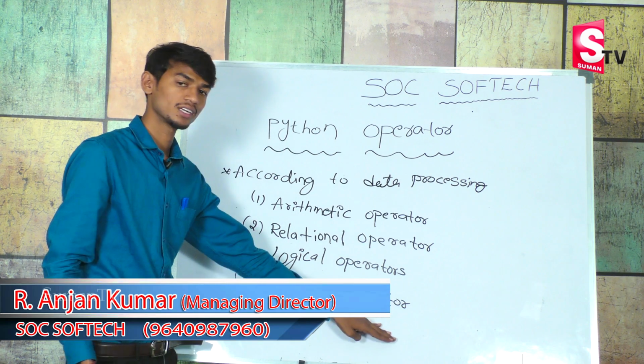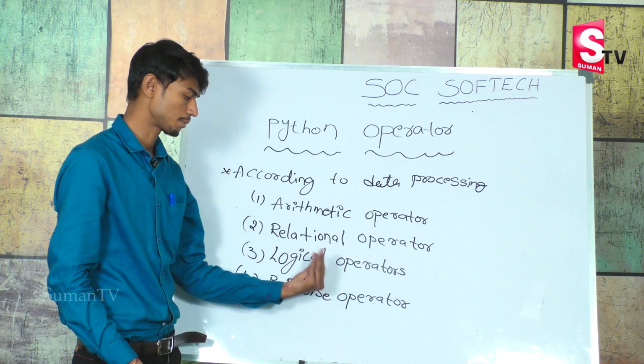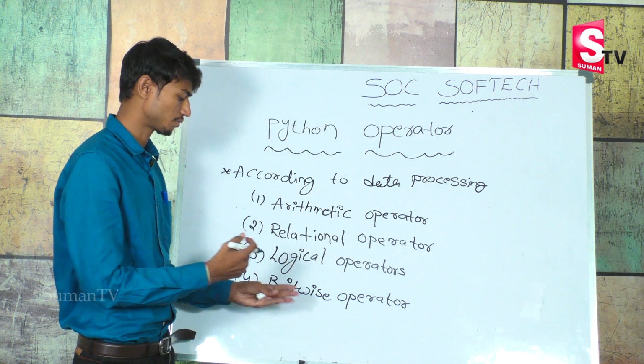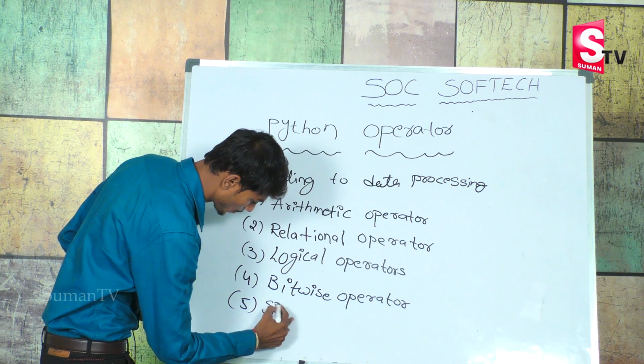Here the operators operate on the individual bits of the numbers. First of all we have to convert the number to binary, then we can do some data processing, which we will discuss in later videos. The fifth one is special operators.